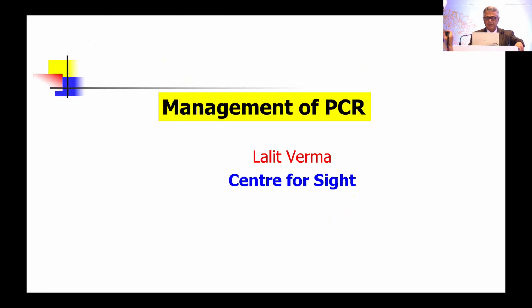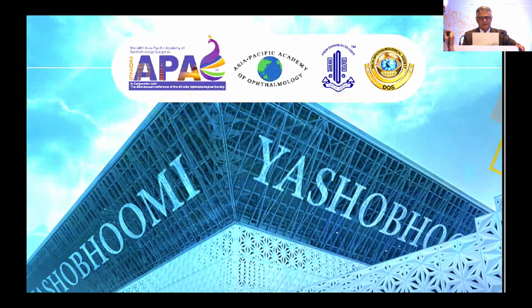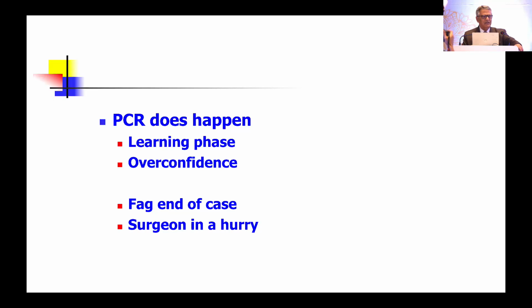Yeah, thanks. I'll talk about PCR. This wonderful venue, I'm thankful to that. PCR does happen. This has been stressed again and again. It happens during the learning phase because the surgeon is not experienced, or it happens because of a busy surgeon who's overconfident, who wants to do 10 surgeries in 1 hour. It generally happens once you are in a hurry or at the fag end. This is what referral we get. Doctor, I was doing it completely, the last bit of it went away and we don't have a machine and therefore referred. This is the usual complaint with which the patient comes to us.